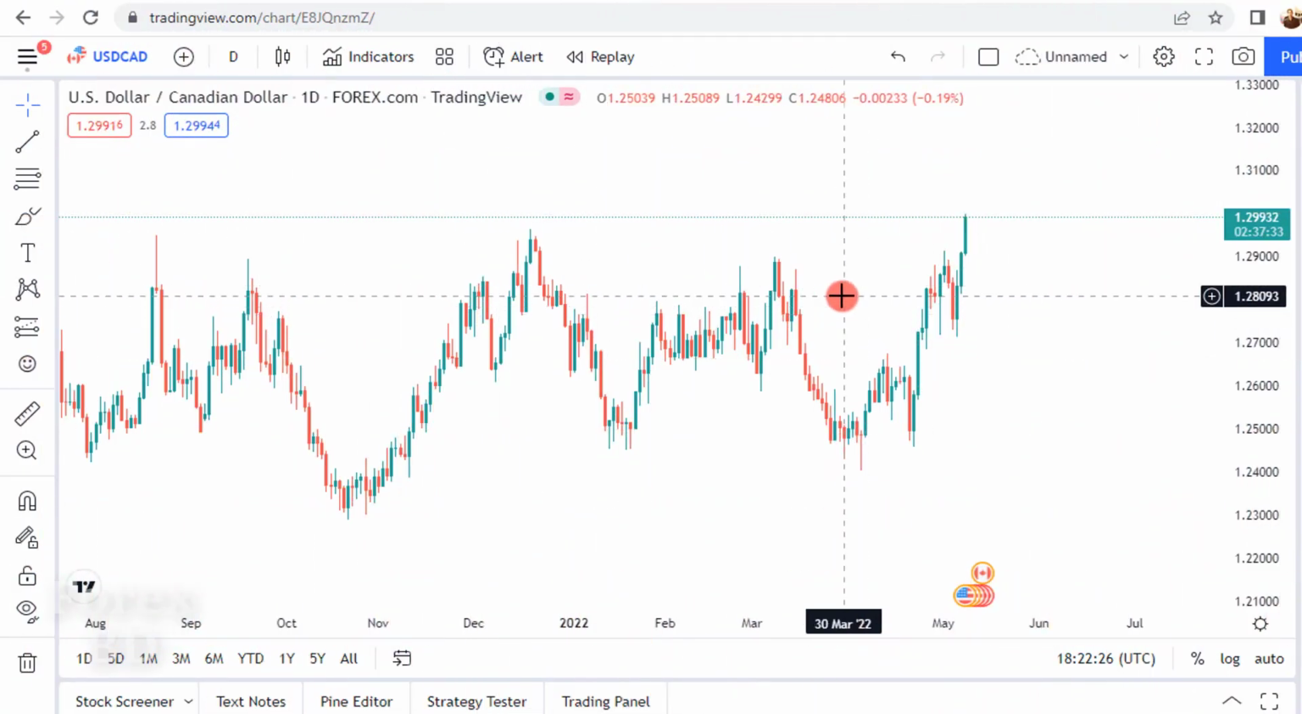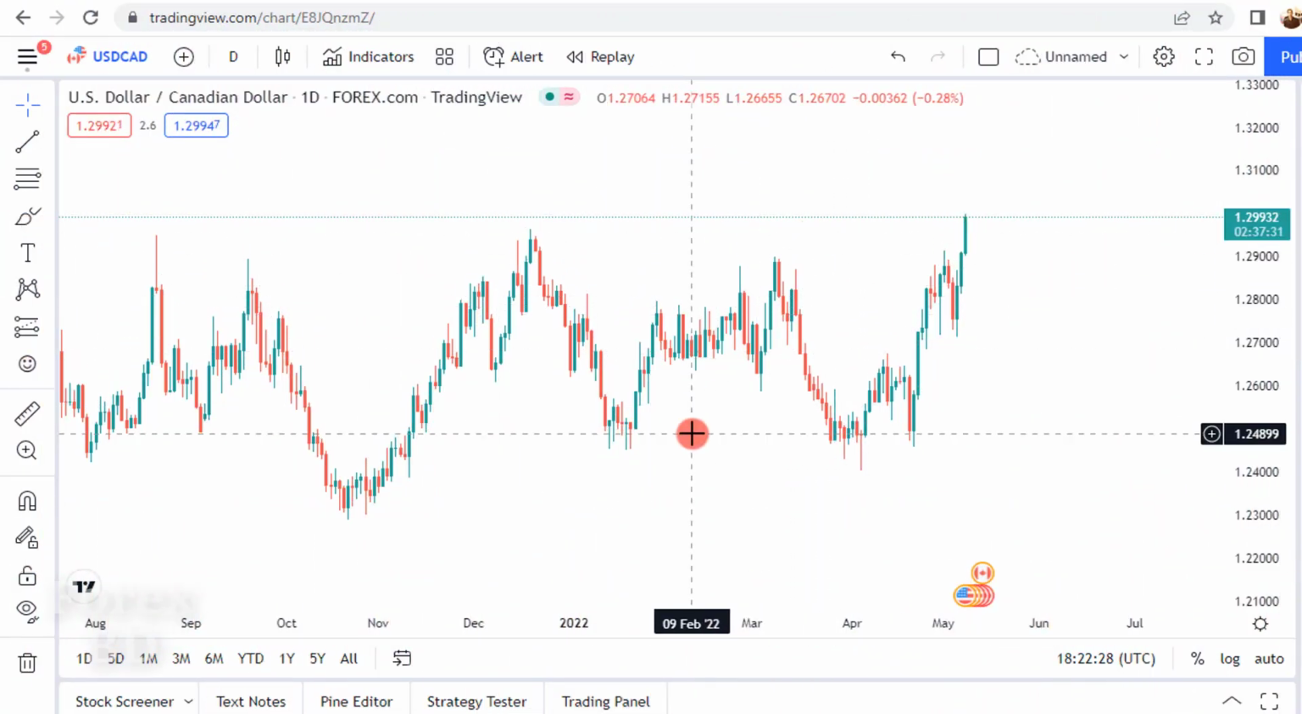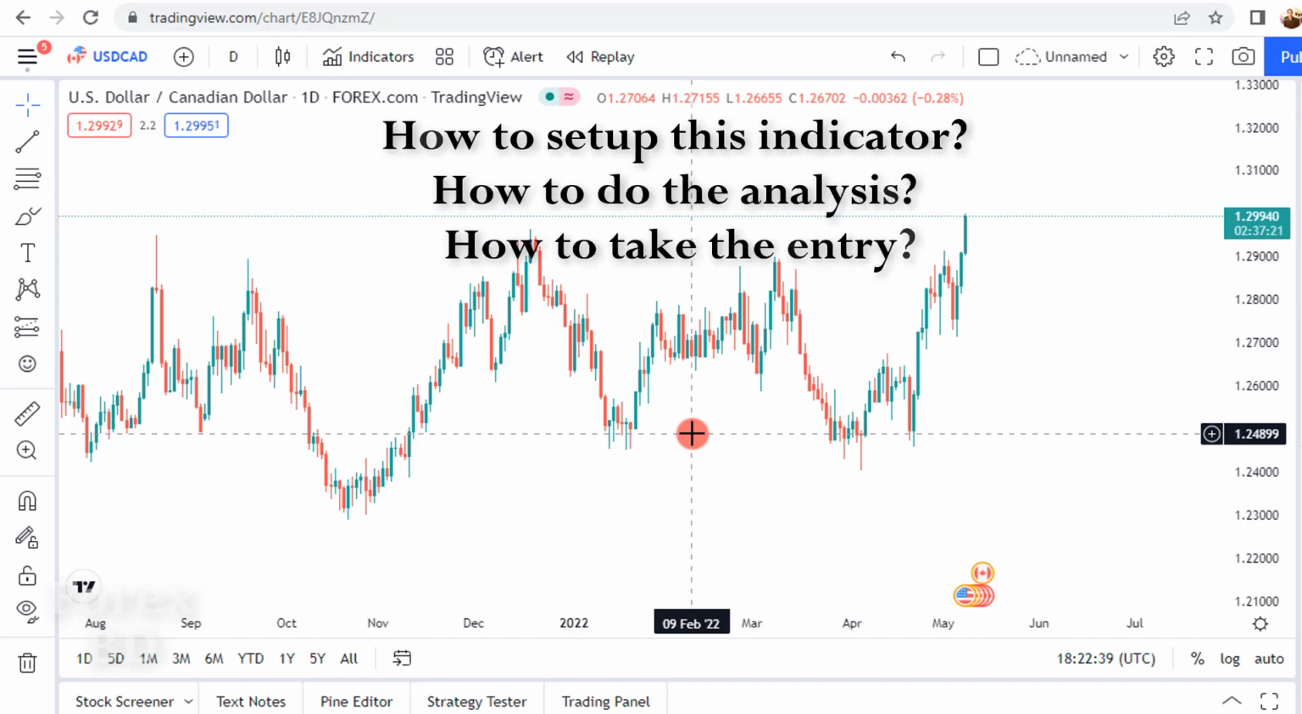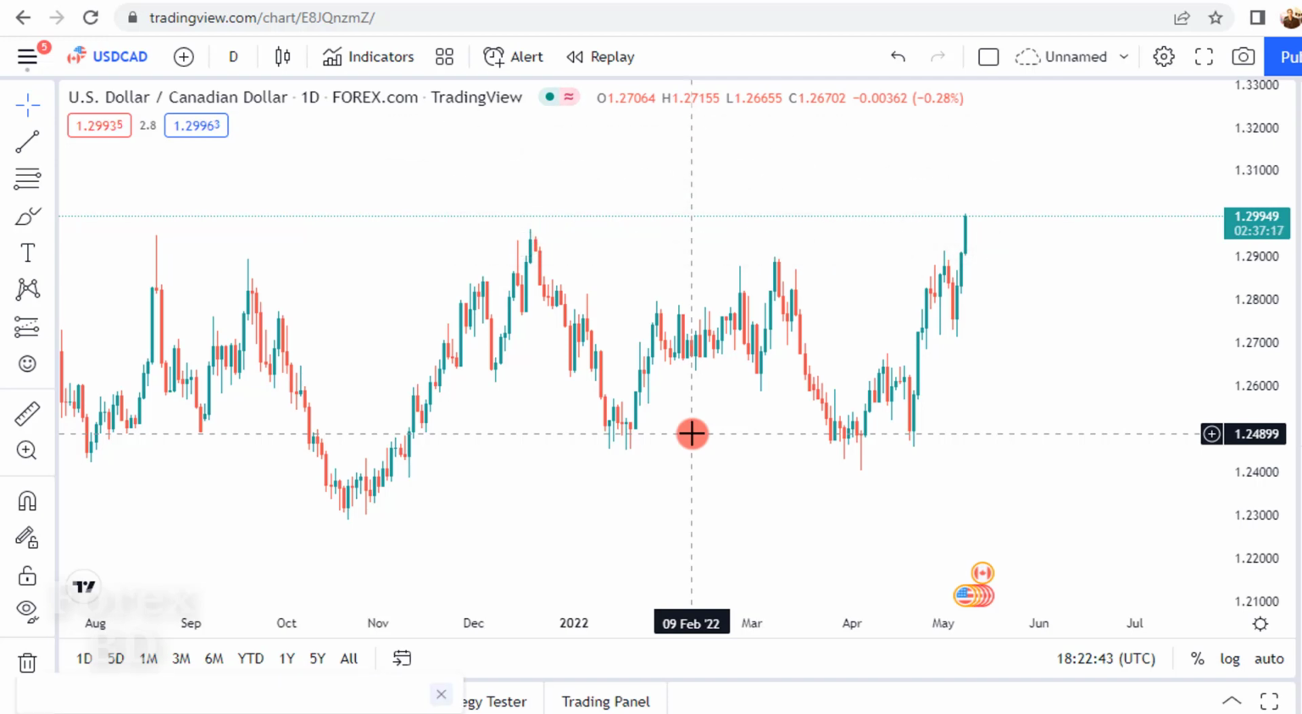So the strategy that I will share today, here you have to use an indicator and its name is Keltner Channel. So we will show you everything and also we will share this indicator. Today we will discuss how to set up this indicator, how to do analysis and how to take entry by using this indicator. So to know the details, stay with us till the end.